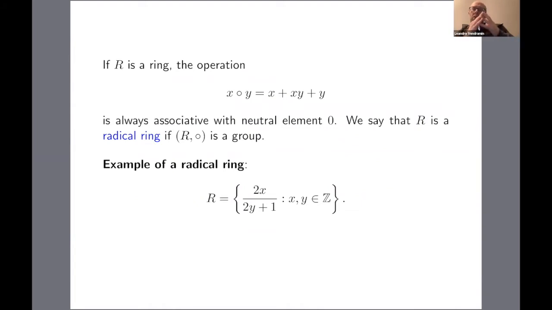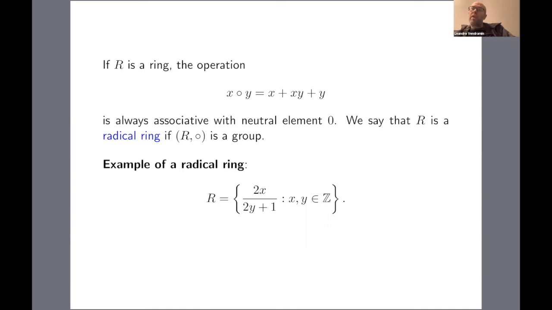If you take a radical ring, then you can produce solutions. So radical rings produce solutions. How does it work? Well, first of all, take any ring you want. You can define the Jacobson circle operation like this. And it turns out that this operation is always associative with neutral element equal to 0, right?